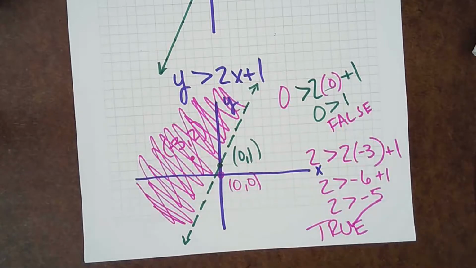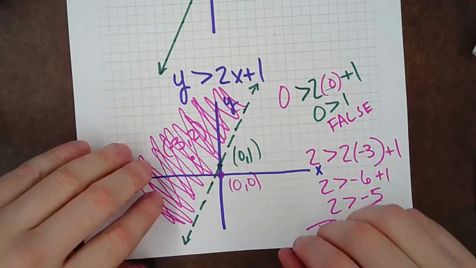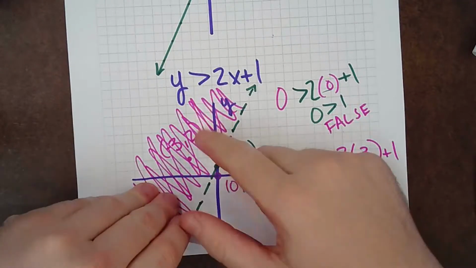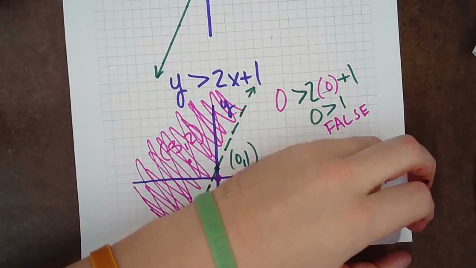The last two things I need to show you are what happens if we have a greater than or equal to sign or a less than or equal to sign. It's pretty easy. Nothing crazy. So I'm going to give you the exact same equation. And this time I'm going to use less than or equal to.